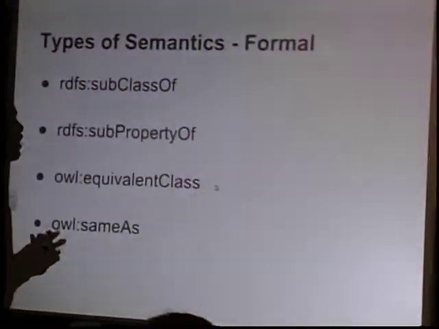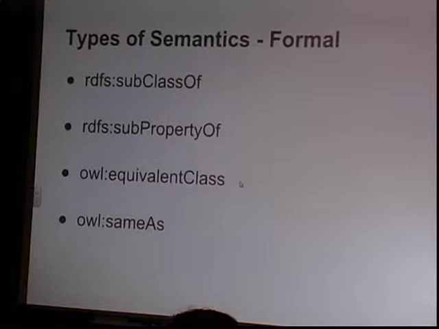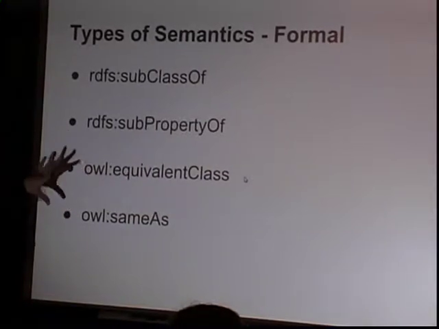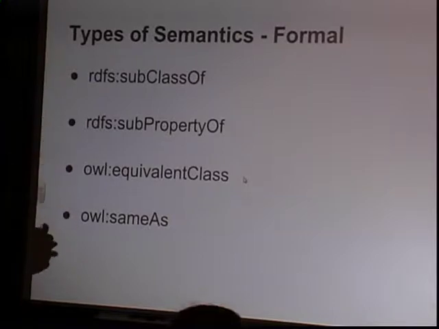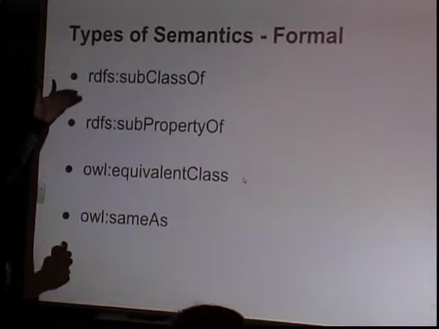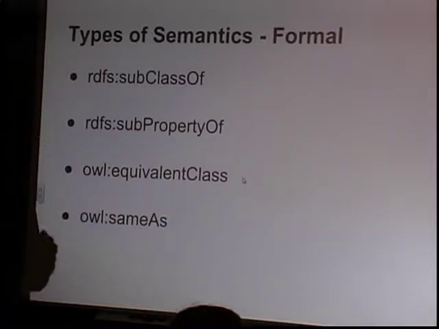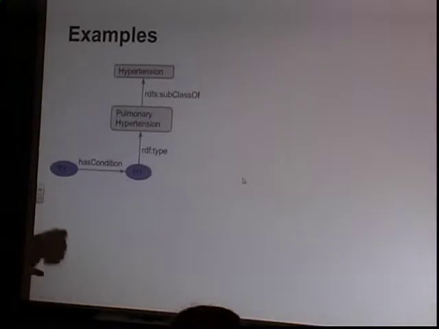Now we are moving to formal semantics. These are four keywords which have good interpretation: RDF subclass of, RDF subproperty of, OWL equivalent class, and OWL statements. These are two examples of such.